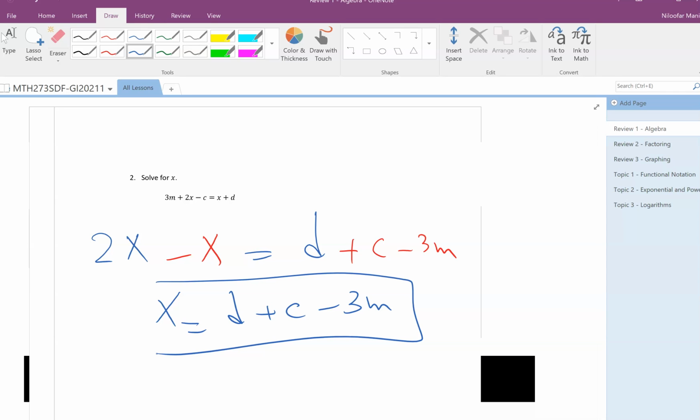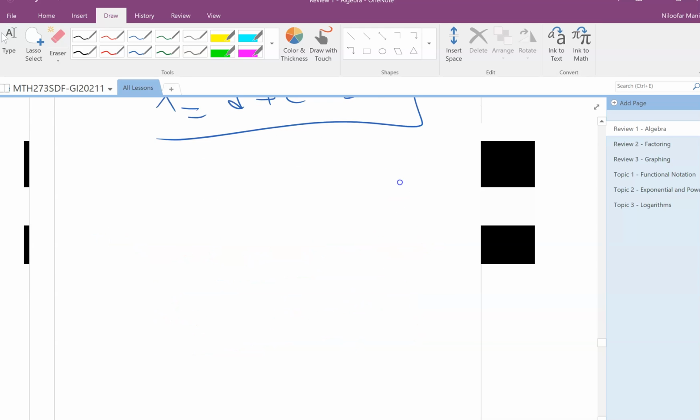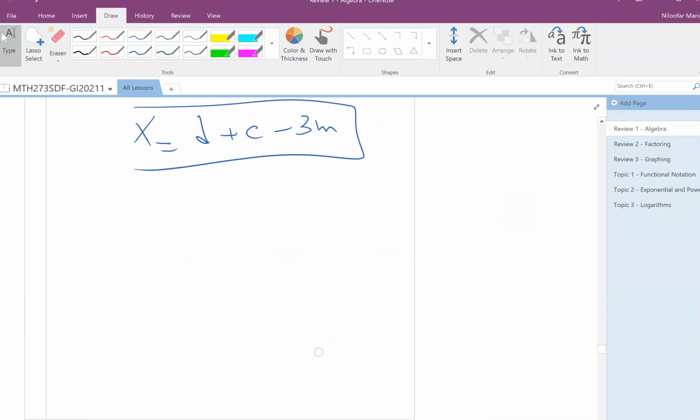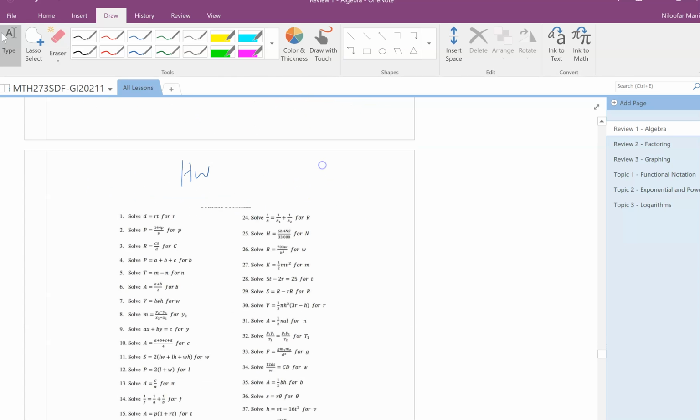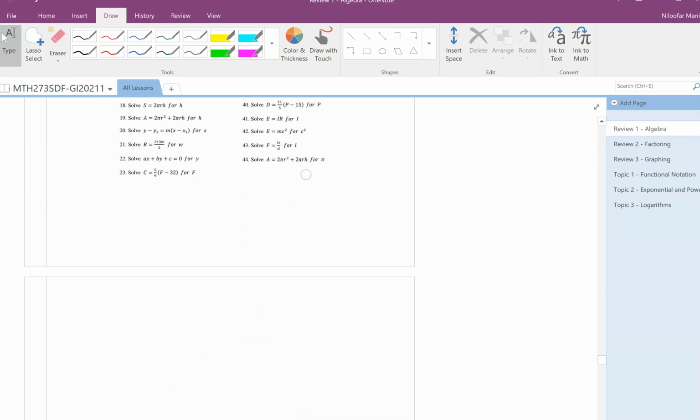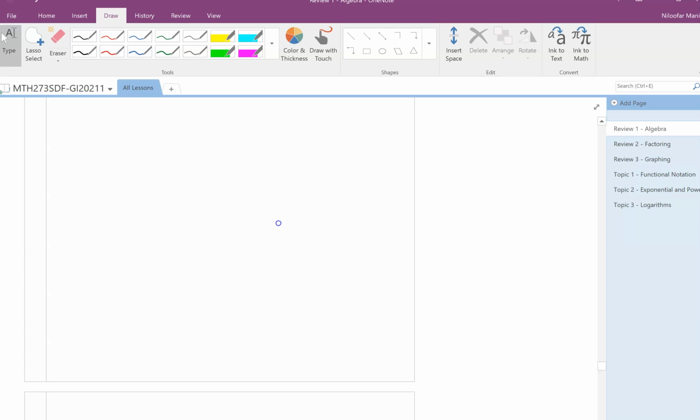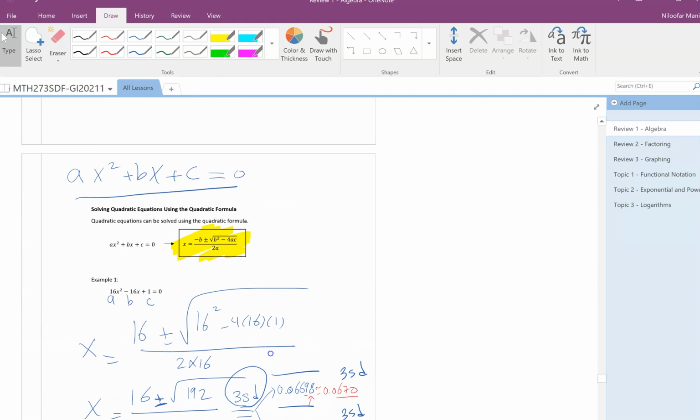These examples are for literal equations, but it's not enough. These examples are good, but you need more examples. You need more exercise. You need to do more practice. So I added many questions here. I want you to work on them, to solve for a variable in these types of equations. So now I continue to this.